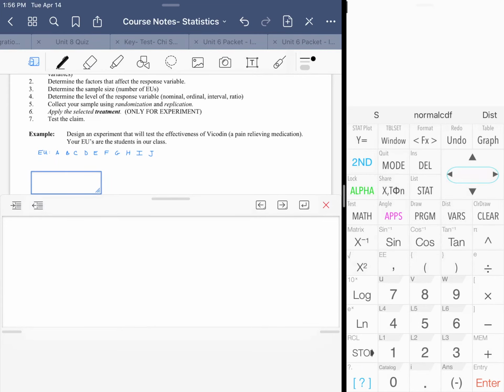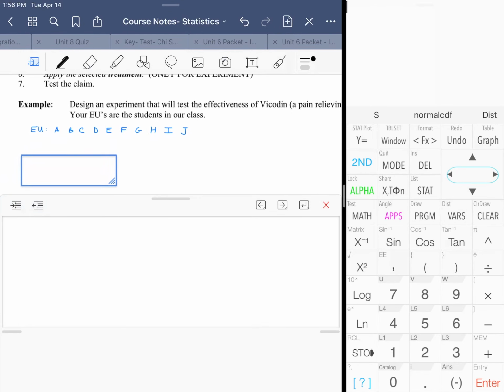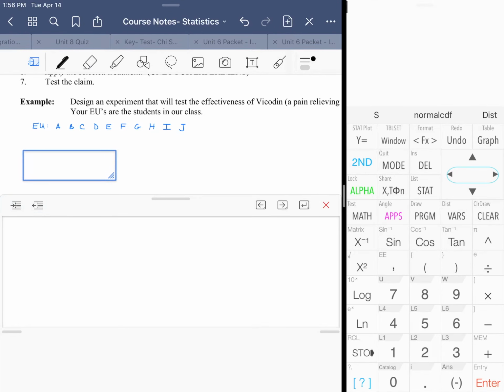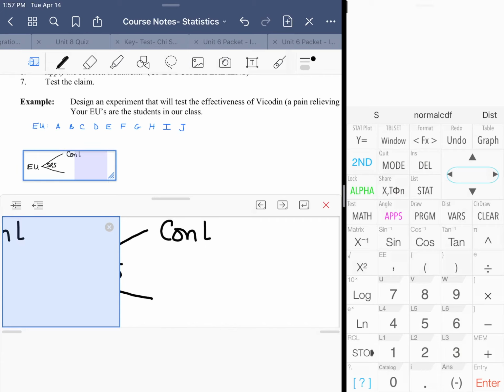So to do that, what I'm actually going to start off with is a diagram. This is a very popular approach. And as far as assessment is concerned, this is something I'm going to require of you. We start with the experimental units, and through a simple random sample, we're going to break them up into two groups. The two groups would be the control group, and the other group would be the experimental group.